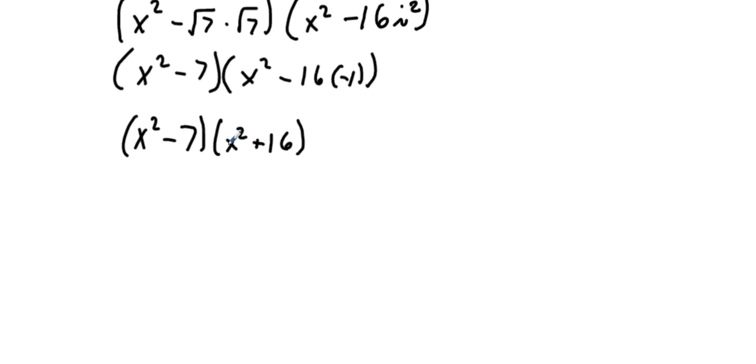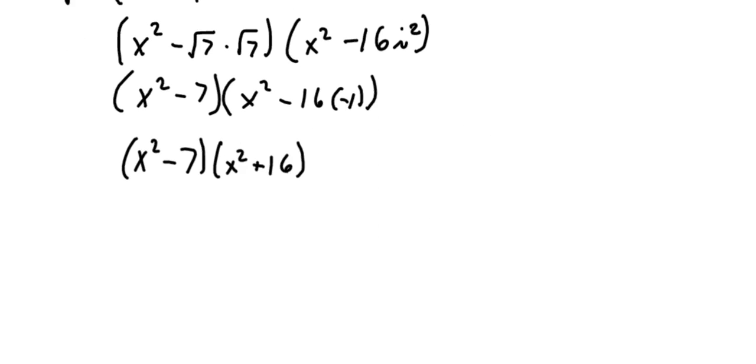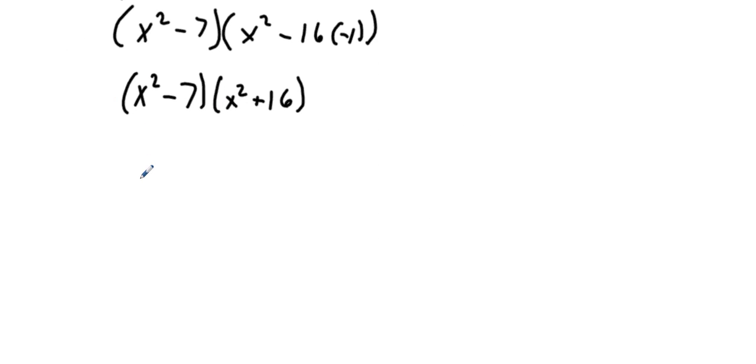Now we're going to finish our final polynomial, with least degree and rational coefficients. We'll take x squared times x squared, which is x to the 4th. Then we take negative 7x squared, and then we take 16, so we have plus 16x squared. And we'll take negative 7 times 16, which is going to be, excuse me, negative 112, I believe it is. Is that right? Yeah, I think so.